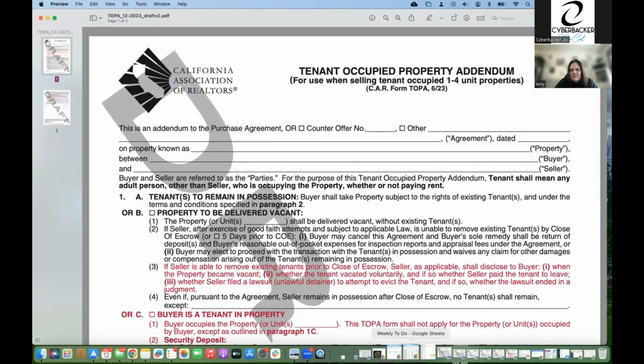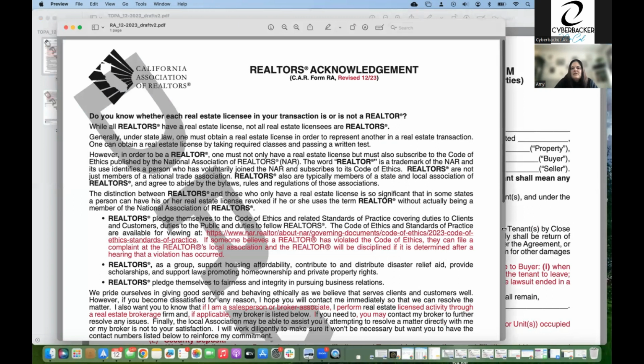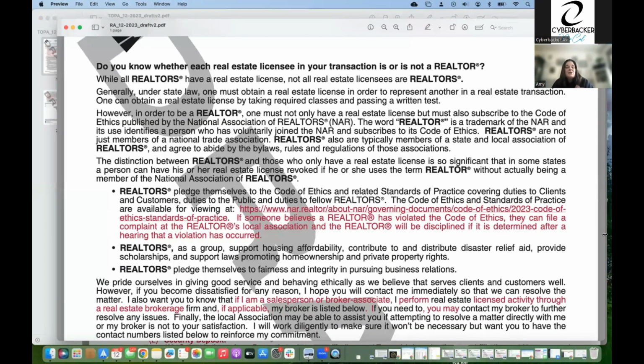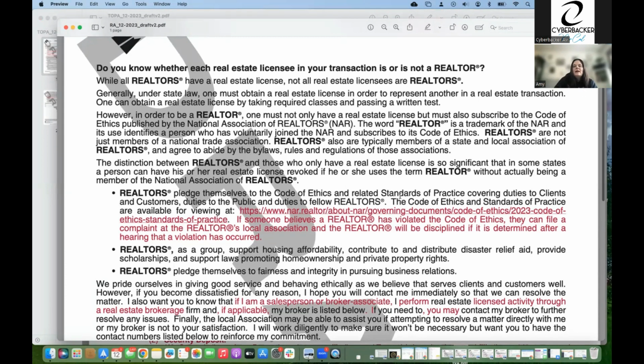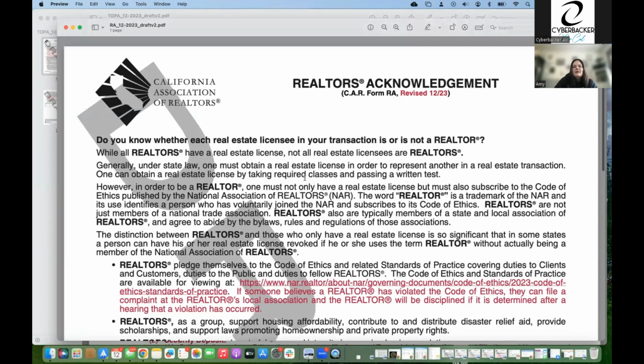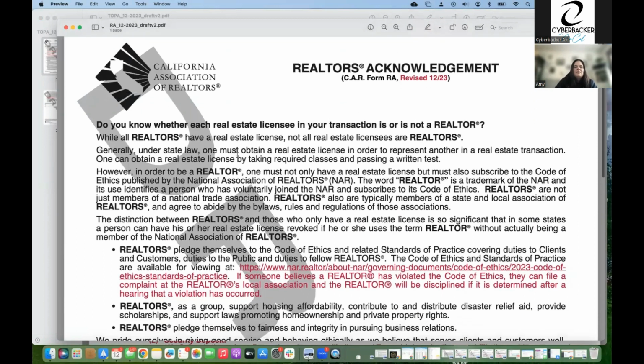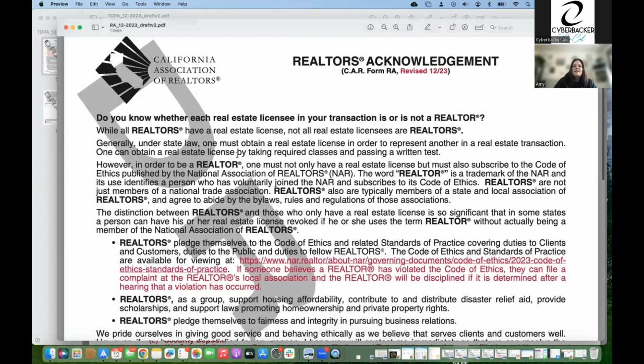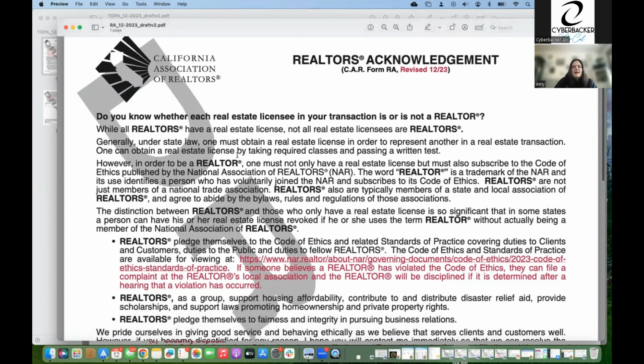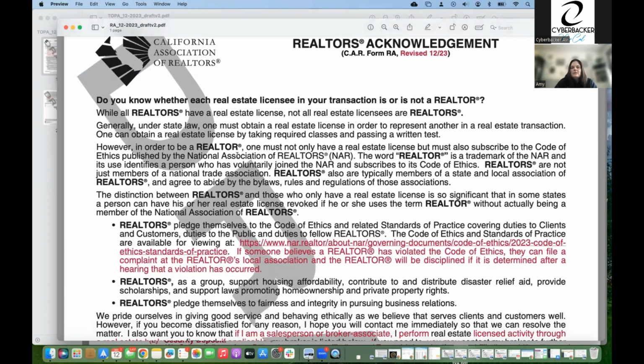All right, moving right along to our RA, which is our realtor's acknowledgement. Now, this might be a good form, just so you know, if you're trying to build your case for your listing agreement or build your case for your BRBC of the value of realtors in the transaction, this might be a good form to investigate and look into. So it just talks about realtor's acknowledgement. Do you know whether each real estate licensee in your transaction is or is not a realtor? And then it talks about the benefits of realtors and why, right?